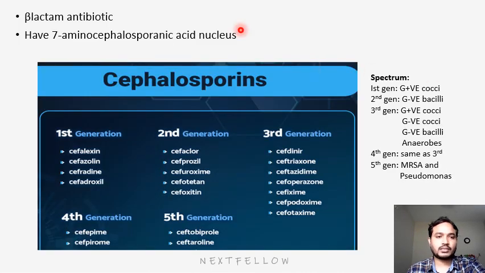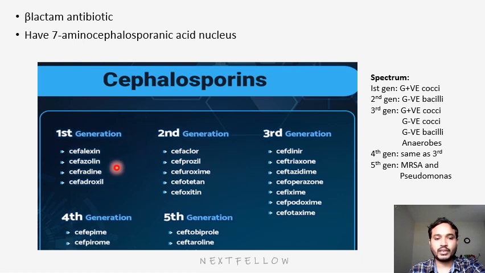So first, cephalosporin is a beta-lactam antibiotic. Beta-lactam means it consists of a beta-lactam ring. Along with this beta-lactam ring, it has a 7-aminocephalosporanic acid nucleus. Next, cephalosporins have 5 generations of drugs.